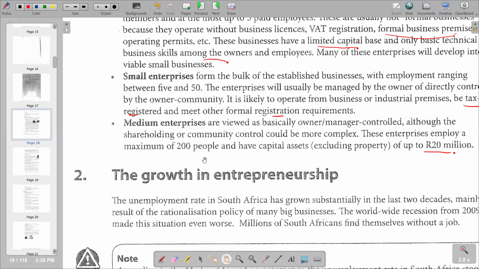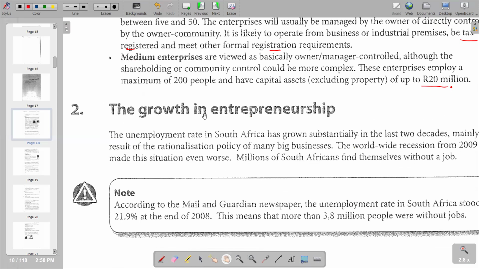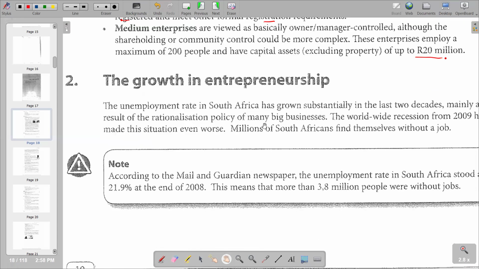Then moving on, we now look at the growth in entrepreneurship. We are going to see that entrepreneurship, as a sector in the economy, is also experiencing rapid growth that can be explained by different reasons that are leading to those small enterprises being in the economy. So we are going to look at the reasons why we have growth of enterprises in the economy.